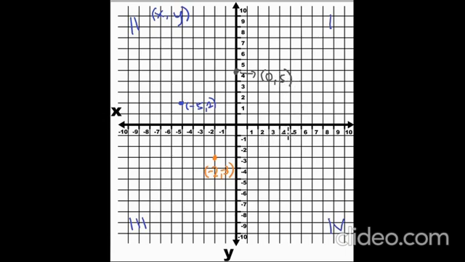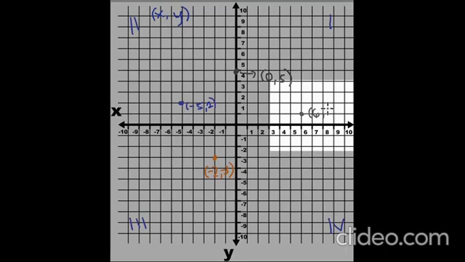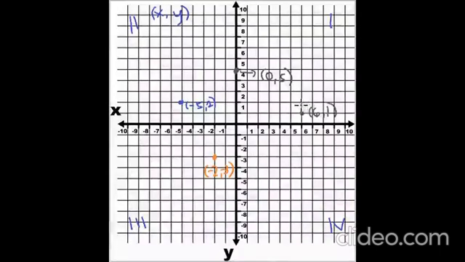Next one. What if we have 6 and 1, positive 6 and positive 1? From here, 0, 1, 2, 3, 4, 5, 6, and then up by one. Again, x-axis before y: left or right first before up or down. So that is our 6 and 1.